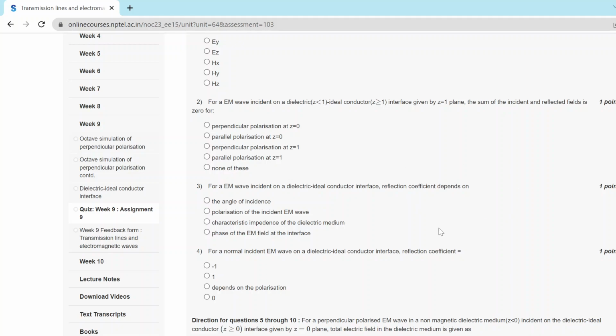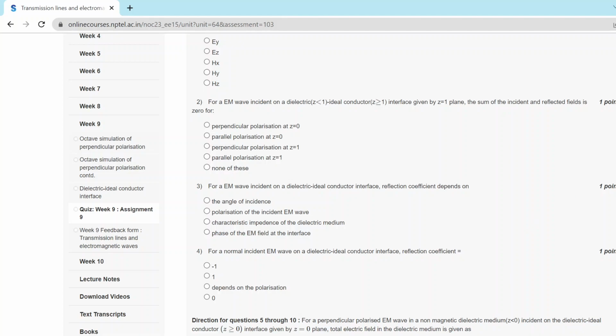Coming to this, what does the reflection coefficient depend on? Okay, so we have looked at the equations. So the reflection coefficient at the dielectric ideal conductor, what is it dependent on? Is it dependent on the angle of incidence? Is it dependent upon the polarization of the EM wave? Is it dependent upon the characteristic impedance of the dielectric medium? Or is it about the phase of the wave at that particular interface?